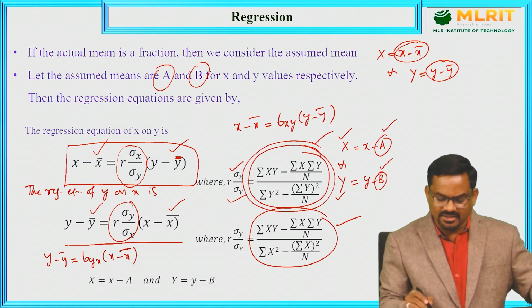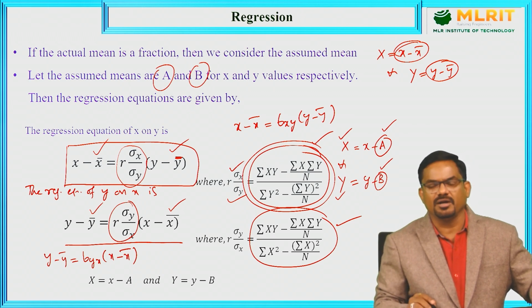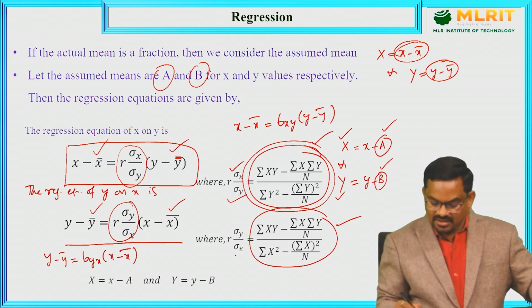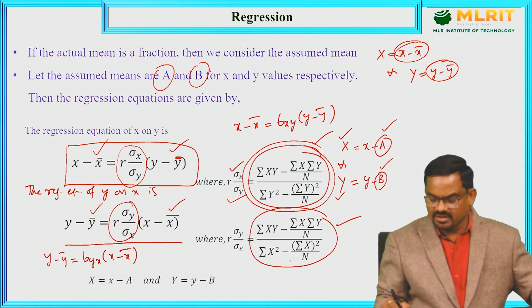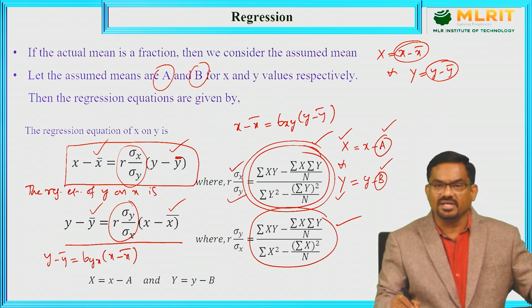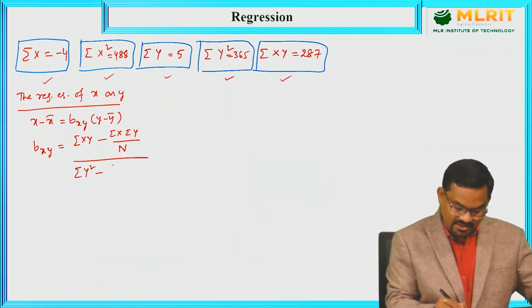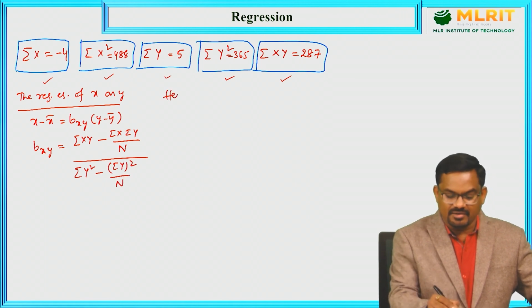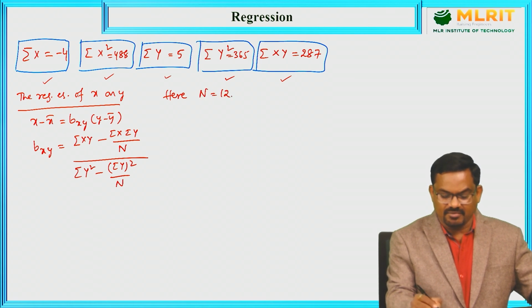If you want to find the regression coefficient of x on y, the denominator must contain y values only. There should not be any x value. Similarly, to find the regression coefficient of y on x, the denominator must contain x values. So, the denominator is here sigma y square minus sigma y whole square by N. And here the values are given for 12 months. So, capital N is 12.